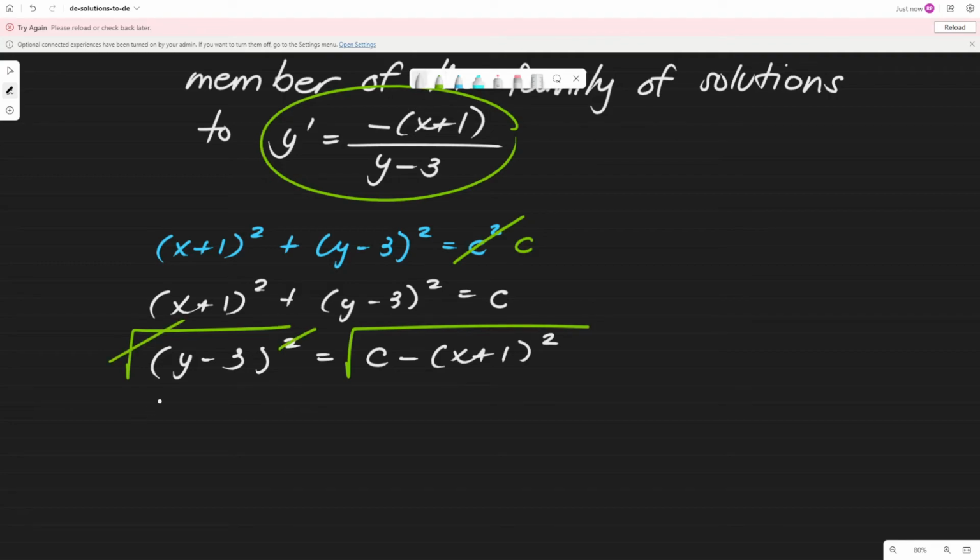Yan. So we have y minus 3 is equal to the square root of c minus x plus 1 quantity squared. Oops, sorry.